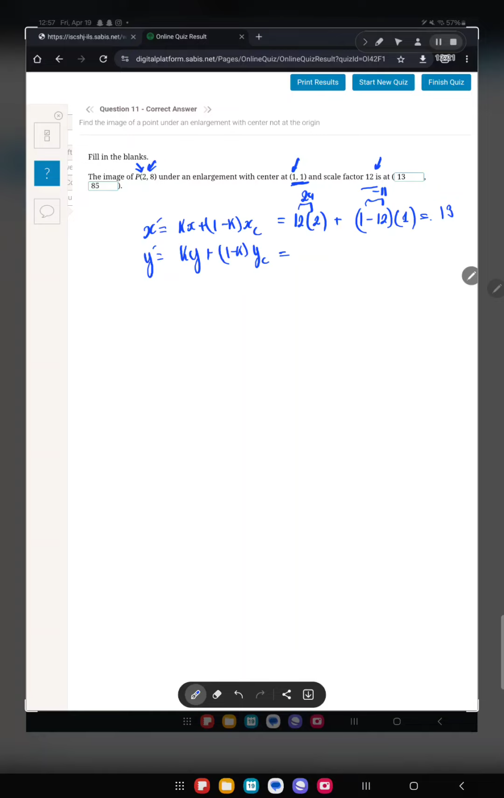Okay, this is going to be equal to ky. So 12 times 8 plus 1 minus 12 times y of the center, which is 1. 12 times 8 is 96 minus 11. Why minus 11? Because 1 minus 12 is minus 11 times 1 is still minus 11. So 96 minus 11 is 85. So 13, comma 85.